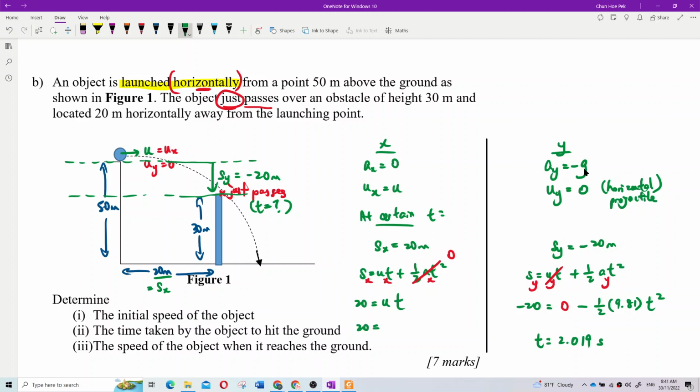So 20 equals u times 2.019. Okay, so what is u? What is u? Yeah, so 20 divided by 2.019. So what is the answer? 9.91 meters per second. That's the answer.